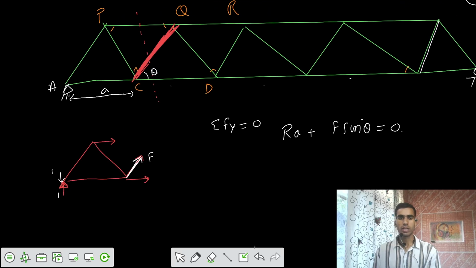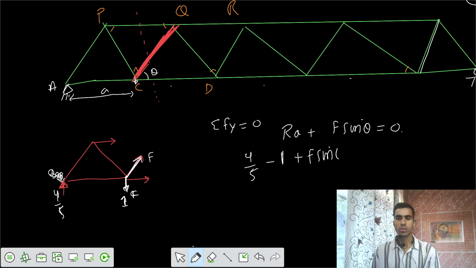Second case is that the load is placed at point C. If I place the unit load of 1 here at point C, what is the reaction we can have? Would that be 4 by 5th? I think that would be 4 by 5th. So I would say 4 by 5 upwards, then negative downwards of 1, then plus F sine theta equals to 0.